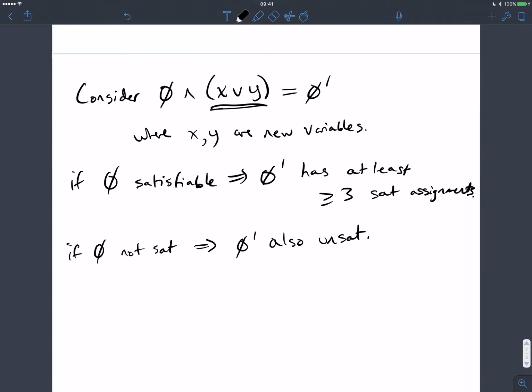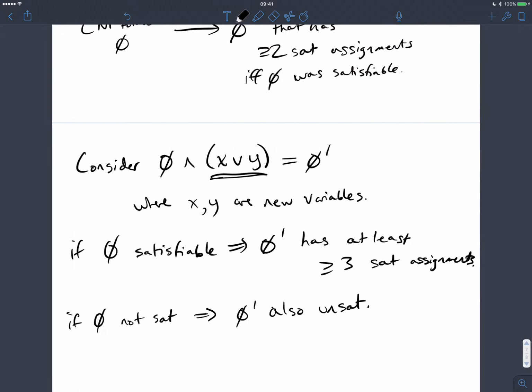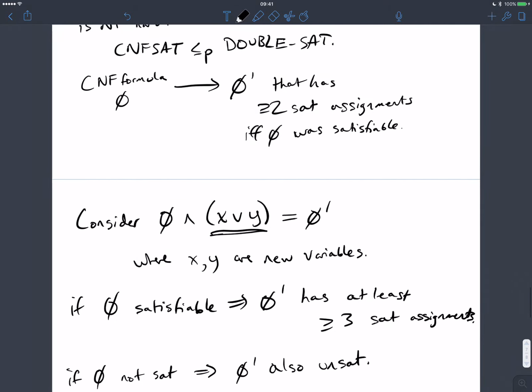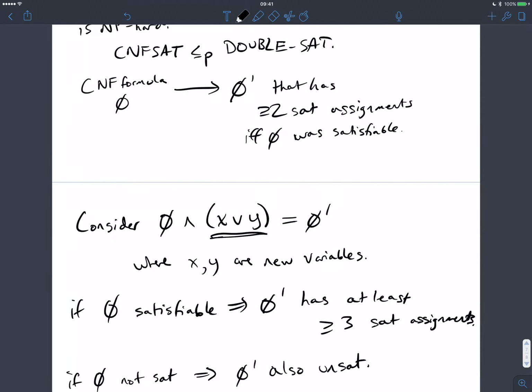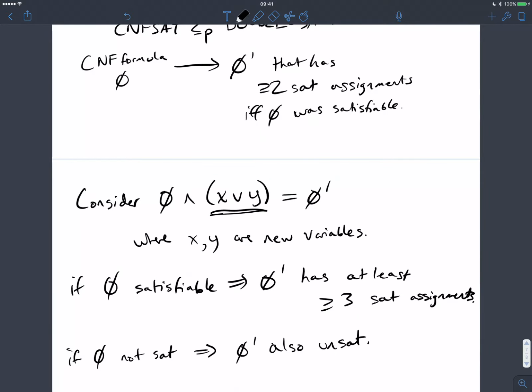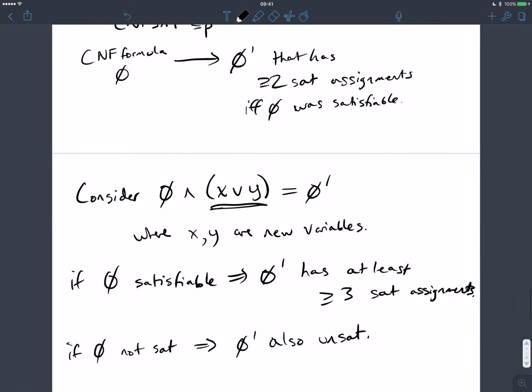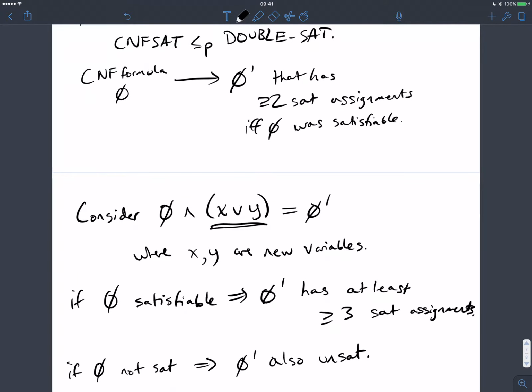Okay, so this kind of idea where you're adding an additional clause to get you at least some number of assignments, that sort of thing. So you always try to add additional clauses here. So we're trying to modify the original formula so that it has at least some number of assignments. Well, even if phi originally had at least 2 satisfying assignments, I'm still going to have at least 2 here, because I'm only adding 1 clause with new variables in it. So it's not going to change anything.